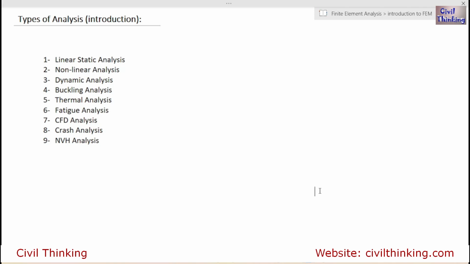Now, coming to today's class. In this class, we will see what are the different kinds of analysis in the finite element method, or in computer aided engineering. After all, the finite element method is used in computer software. In general, we can say all of these are types of analysis in computer aided engineering, or CAE.